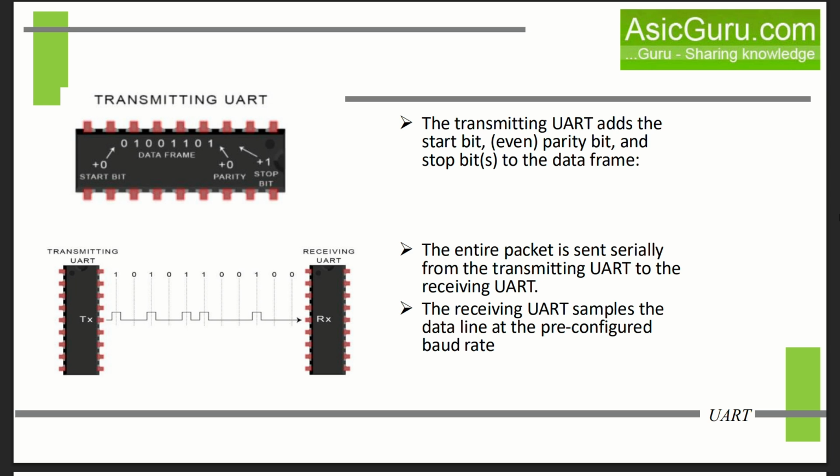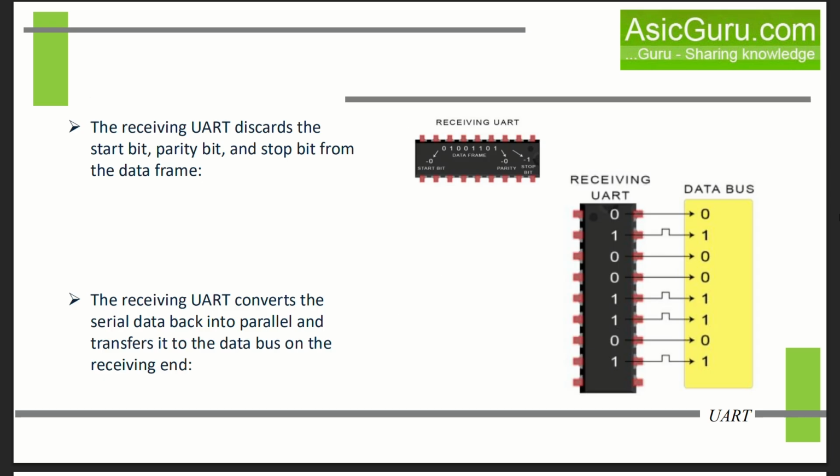to capture 8 bits. After receiving the complete data frame, the receiving UART discards the start bit, parity bit, and the stop bit, leaving just the data bits. Finally, it converts this serial data back into parallel format and transfers it to the data bus on the receiving end, completing the communication process. So like this, data is transmitted from the UART transmitter to the receiver side.